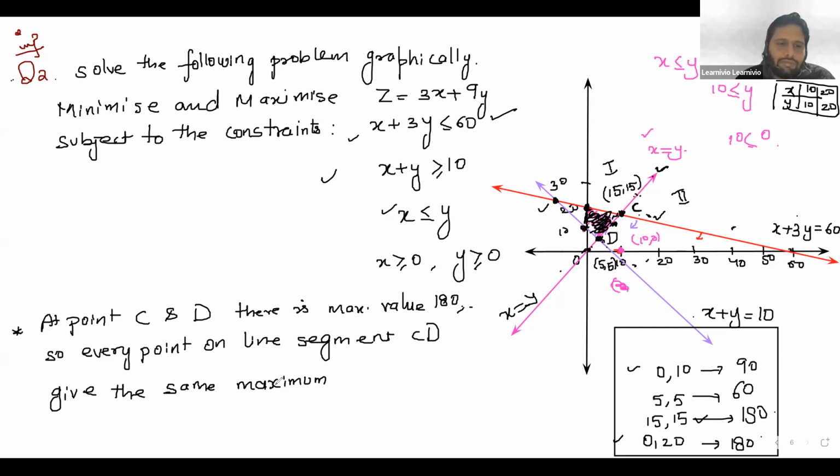So always remember, if at 2 points you are getting the same minimum or maximum value, then if you join those 2 points, at each and every point on the line segment you will get the same maximum value. In an objective question, they will ask you at how many points you will get a maximum value, infinite or 2 points. Who can tell me? Yes, that's correct. Infinite. There are infinite points at which you will get a maximum value. Why? Because if you take any point on the line segment CD, you will get the same maximum value, 180. Please note this down. This is very, very important. Even this year, in the CBSE sample paper, they have given an objective question on the basis of this concept.